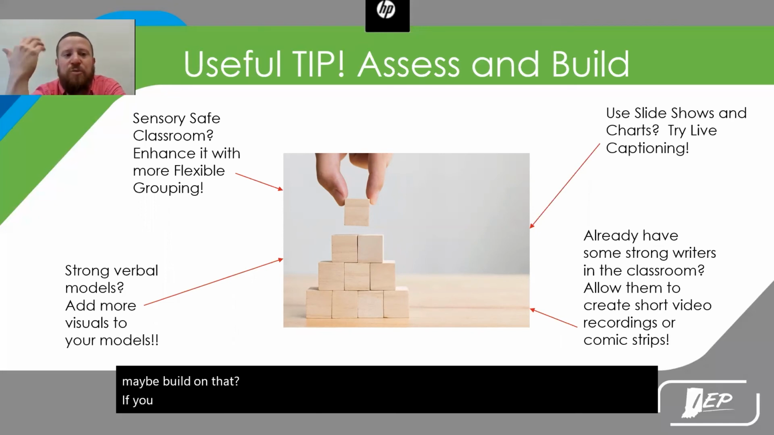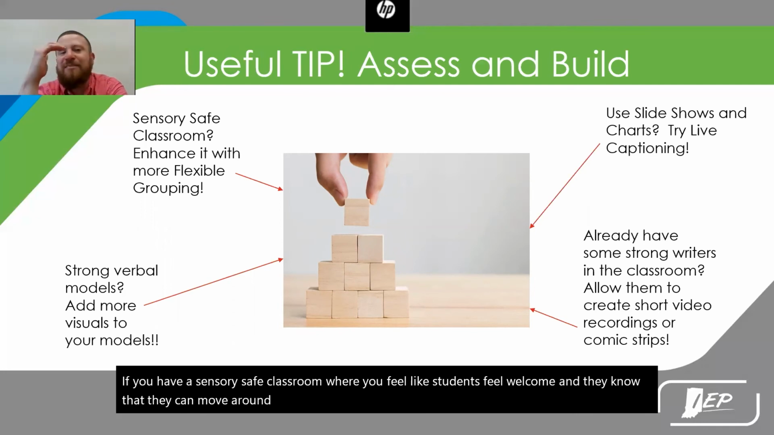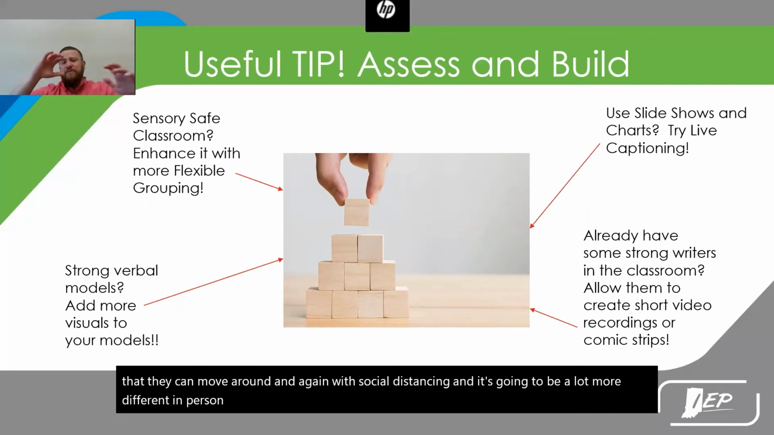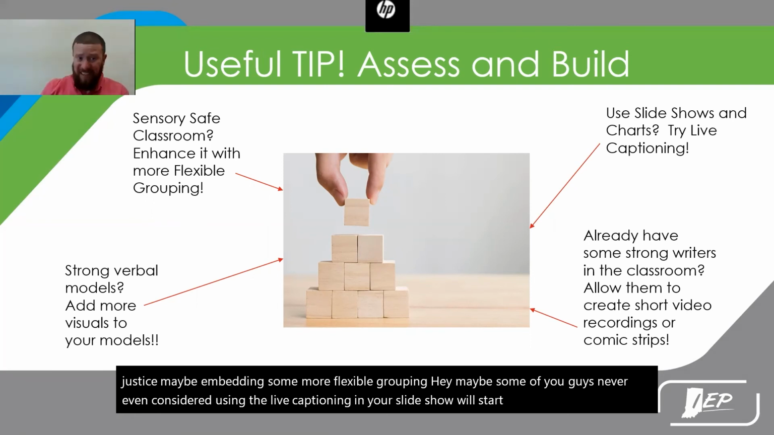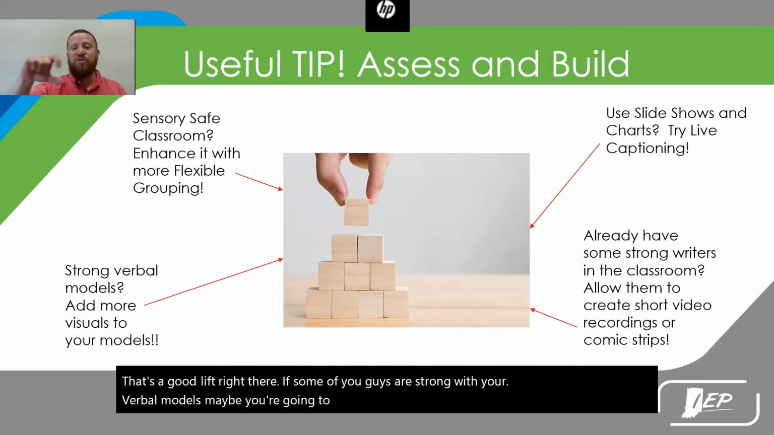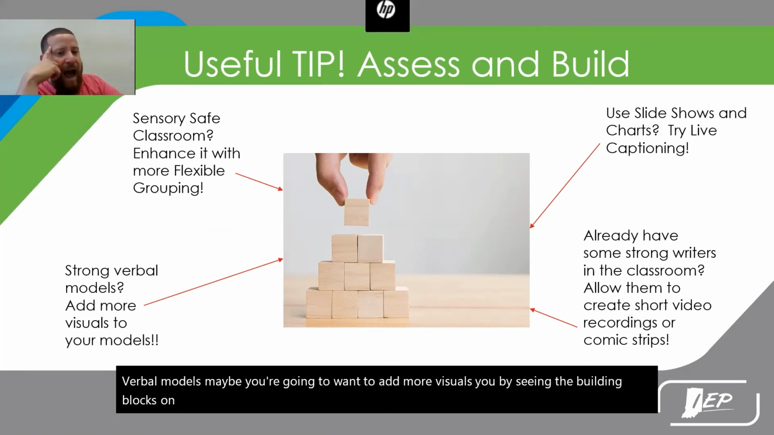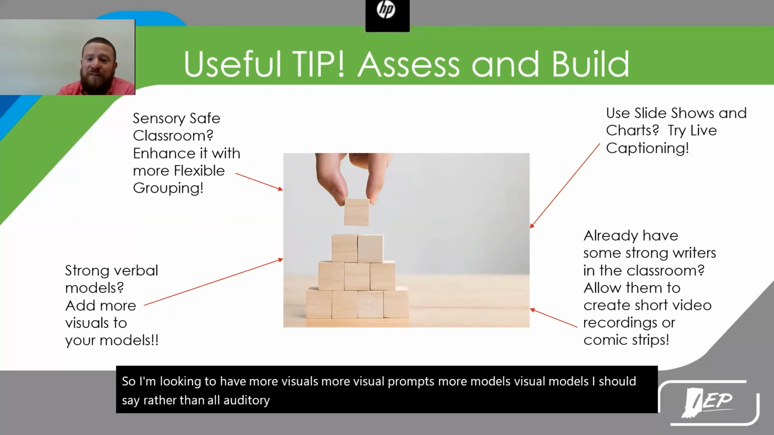If you have a sensory safe classroom where students feel welcome and they know that they can move around, and again, with social distancing it's going to be a lot different in person, maybe you're going to look at embedding some more flexible grouping. Hey, maybe some of you never even considered using the live captioning in your slideshows. Start there. That's a good lift right there. If you're strong with your verbal models, maybe you're going to want to add more visuals. By seeing the building blocks on the screen, you may think, I got it, that made sense, Victor. So look to have more visual prompts, more visual models, I should say, rather than all auditory, all right? And again, think of different ways of action and expression.